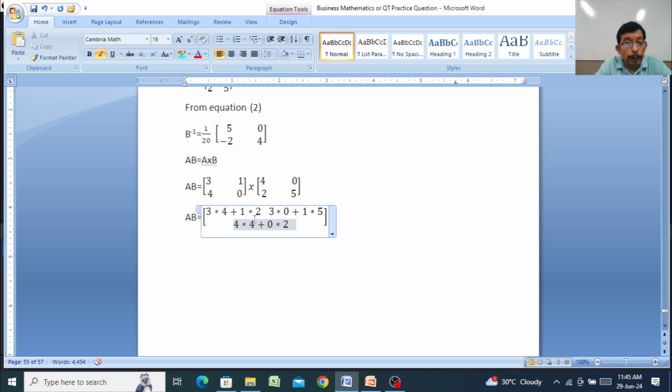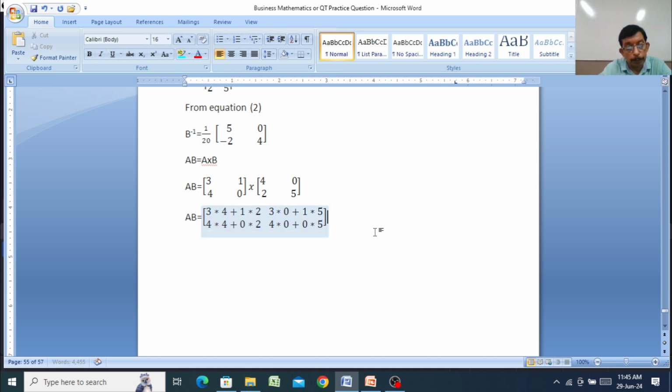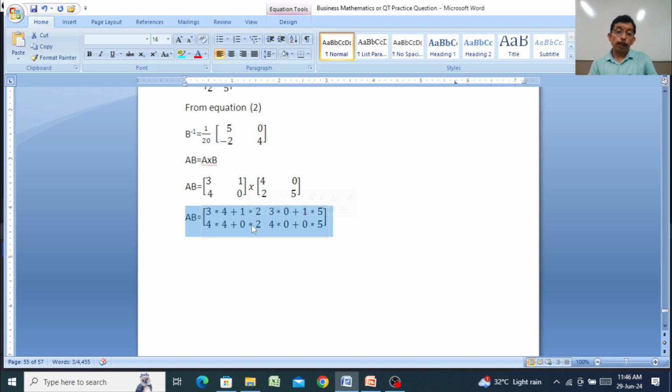Second row multiplied by the second column: 4 multiplied by 0 and 0 multiplied by 5. It is clear this is the multiplication of the matrix A and B.